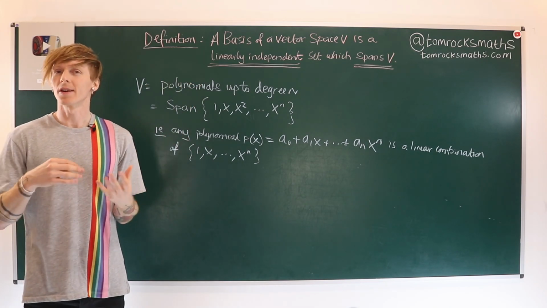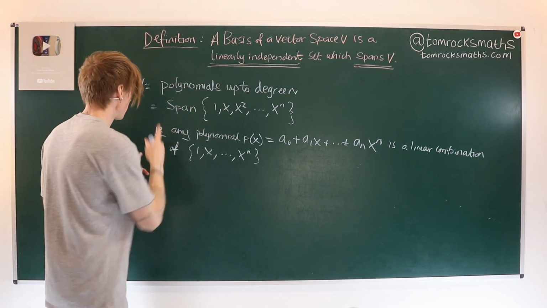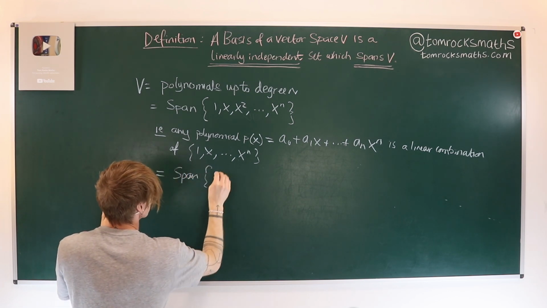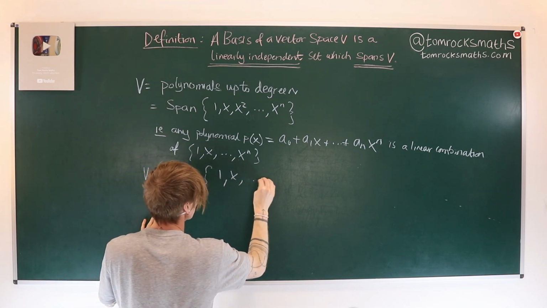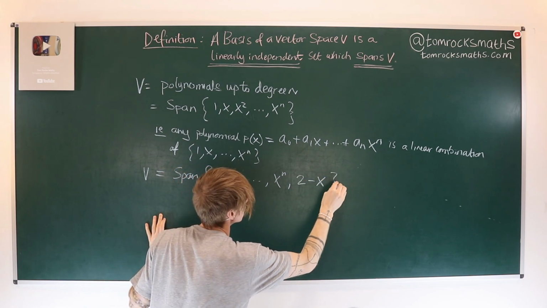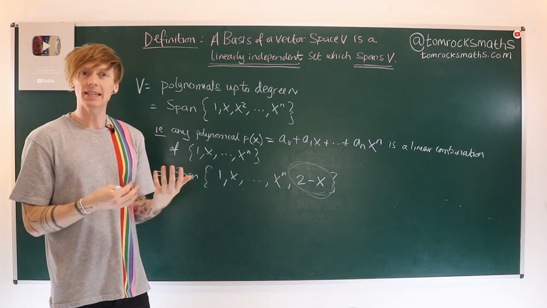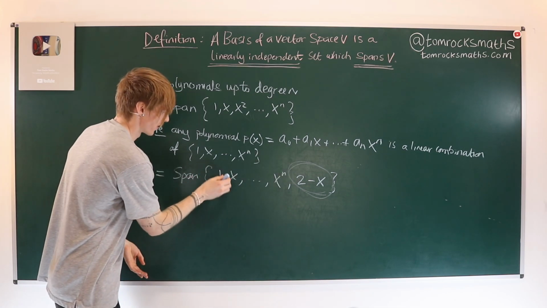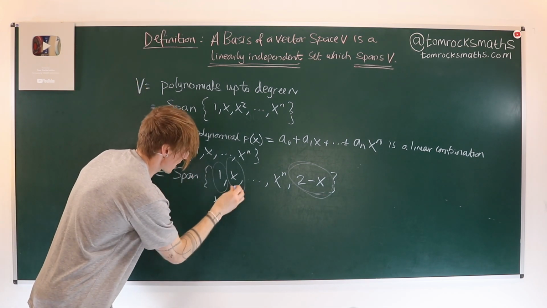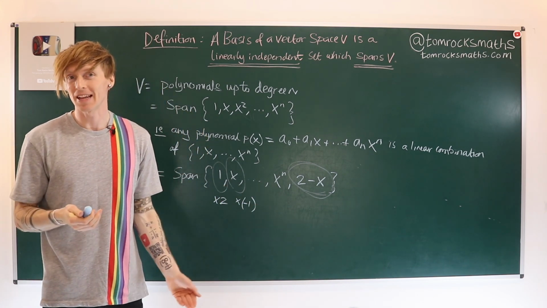Now I could also have said that our vector space V, which consists of polynomials up to degree n, is also equal to the span of the following: 1, x, increasing again up to x to the n, and 2 minus x. Now the last element here, which I've just added, is clearly just a combination of the first element and the second element. I've just taken 2 lots of the first, and here minus 1 lot of the second element.